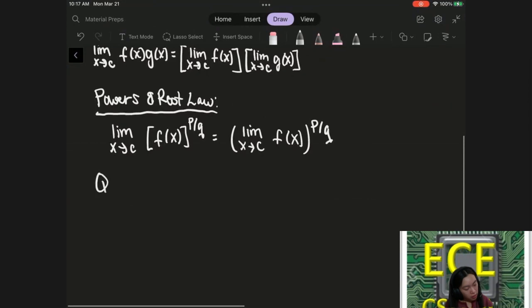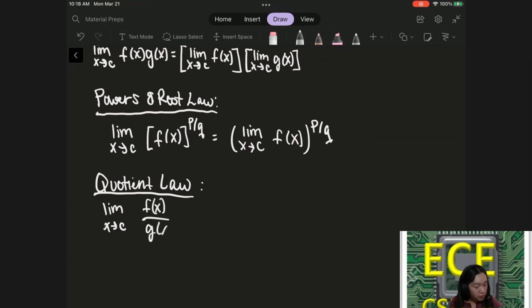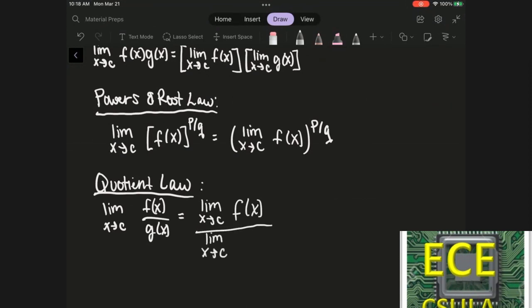Okay. Next up, the quotient law. So the limit as x approaches c of f of x over g of x, this equals the limit as x approaches c of f of x divided by the limit as x approaches c of g of x.